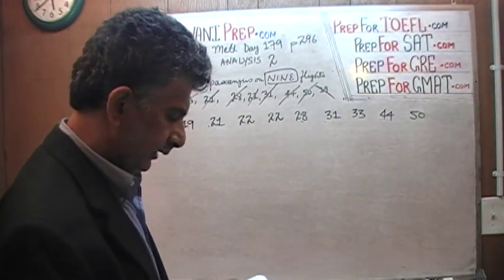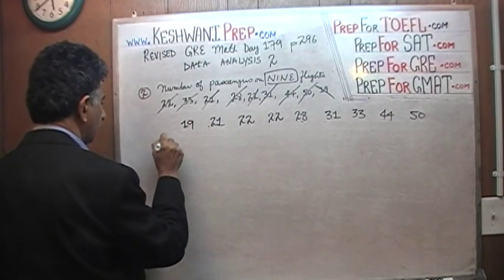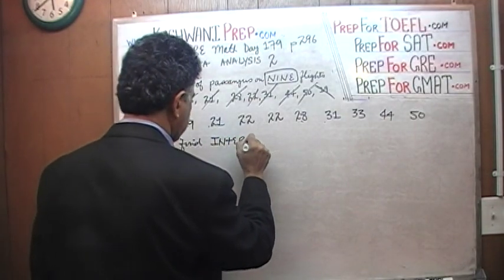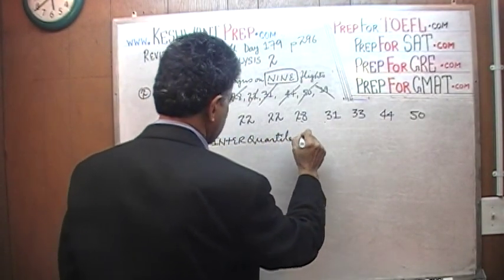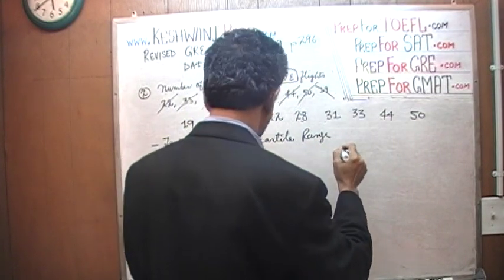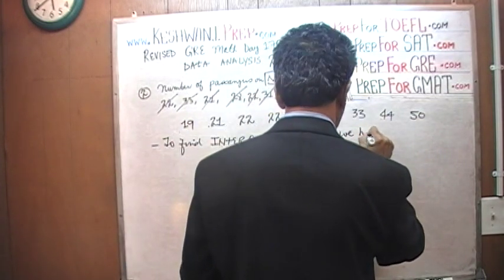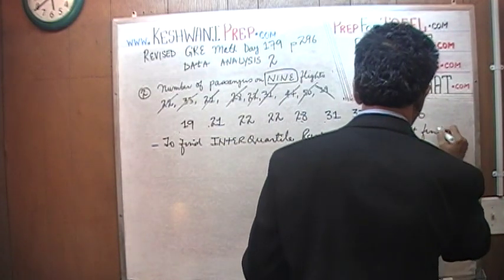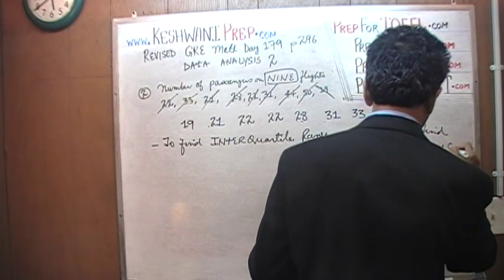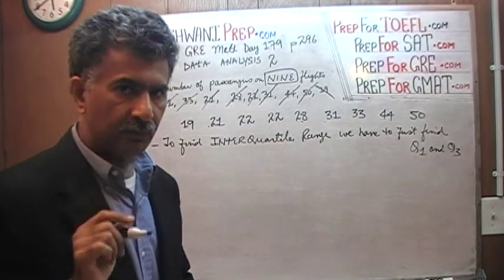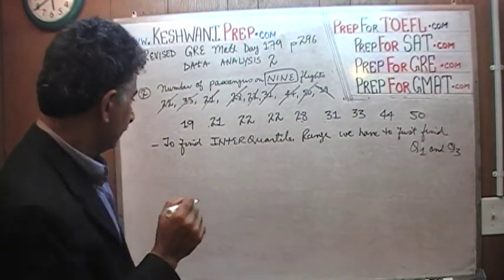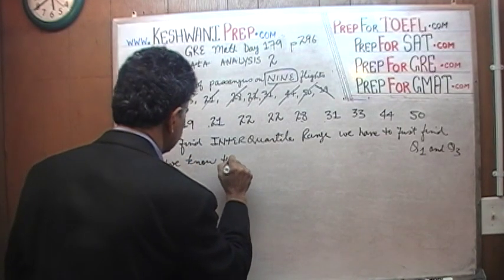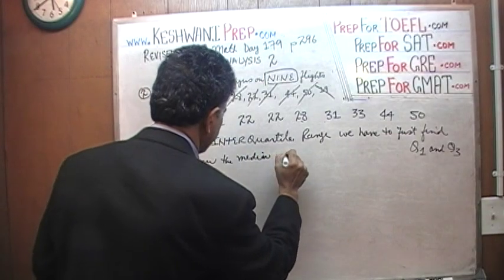To find the interquartile range, we have to first find the first quartile and the third quartile, because the difference of the two is the interquartile range. We know the median is 28.